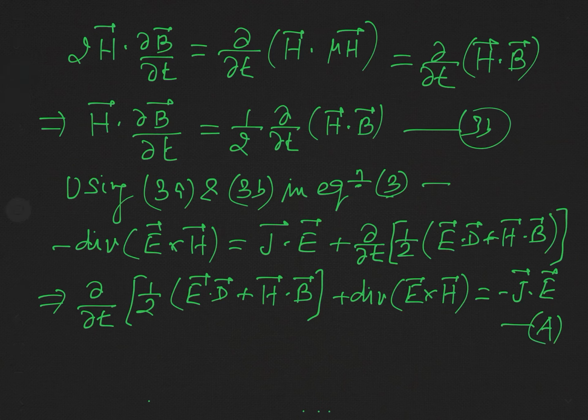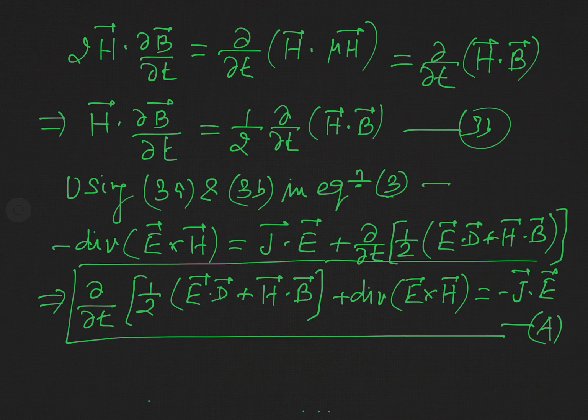And so this is the differential form of Poynting theorem which we have derived. So I am just again writing it equation A, and you can see the importance or the meaning or the significance of this equation after some time in this lecture. Now, as I have told you, this is the differential form of the Poynting theorem.